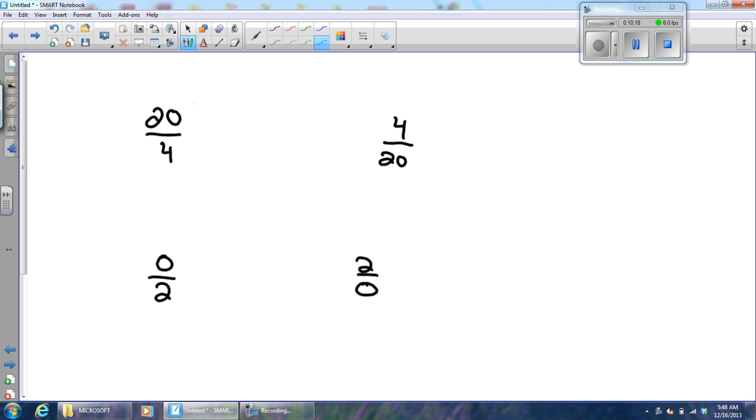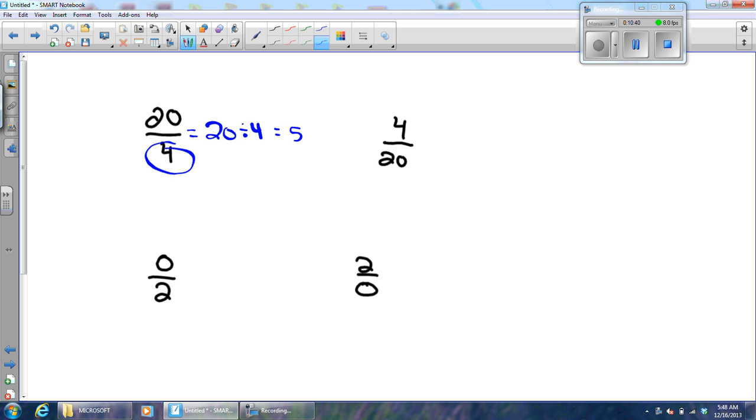Please read this problem to yourself, and don't read it as 20 over 4. The acceptable ways to read this are 20/4 or 20 divided by 4. Now I'm going to focus on the division part. So this means 20 divided by 4. That's 5. So you see I'm dividing by the bottom number, the denominator, right?